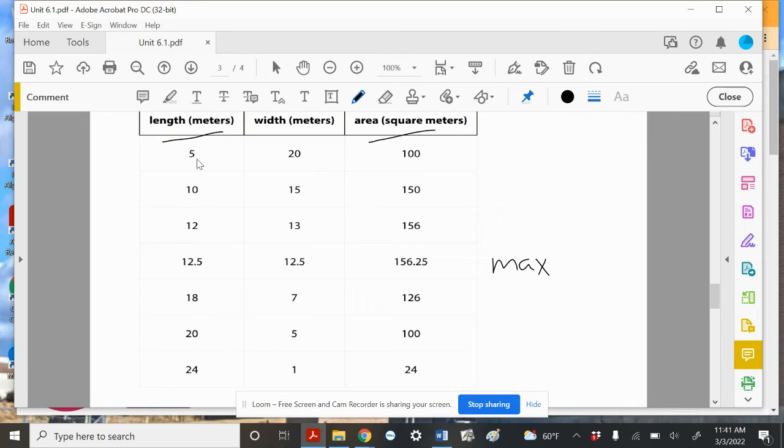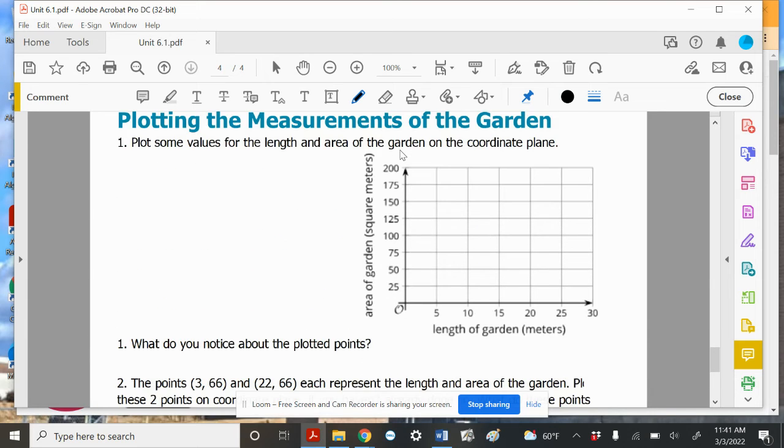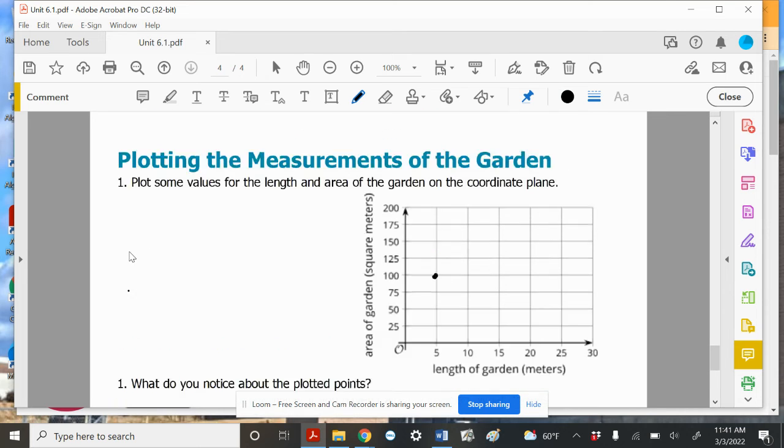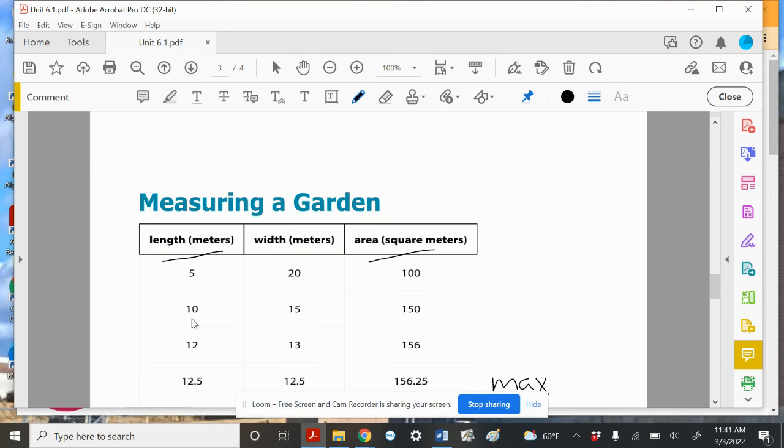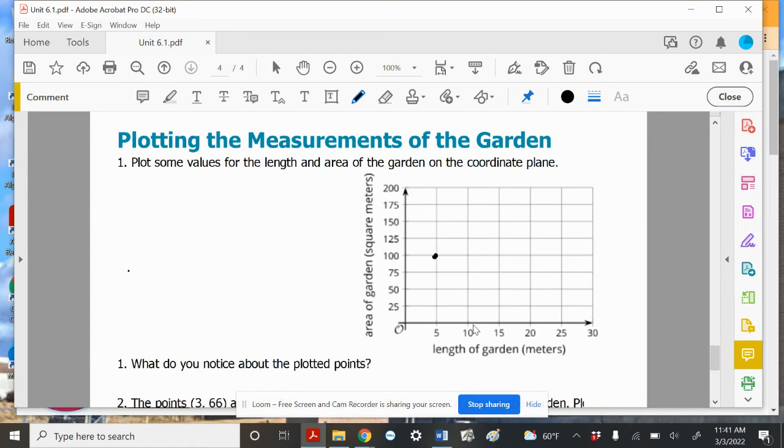So when length is 5, area is 100. So when the length is 5, we go up to 100 and we put a dot right there. Okay, so that's our first dot. Now we go down, check again. When the length is 10, it's 150. So here's 10, we go up to 150 and put a dot right there. So our next dot is right there.